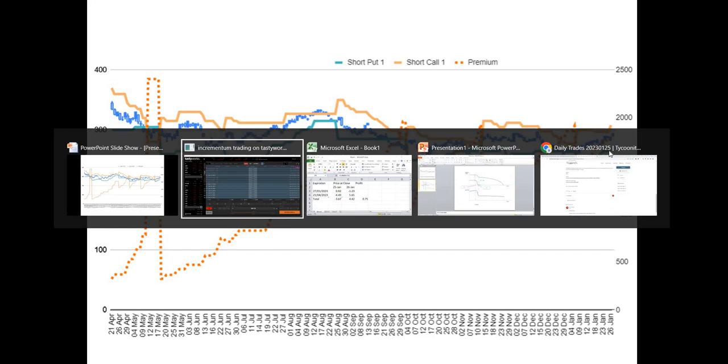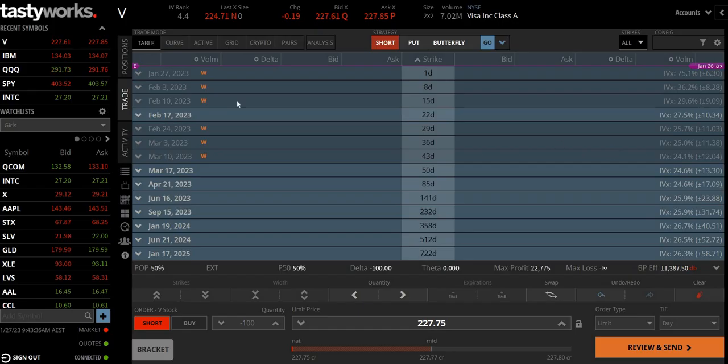So that wraps up my trade number 231. Once again, it was a calendar put spread on Visa. So fingers crossed it will work out as beautifully as my trade from yesterday.